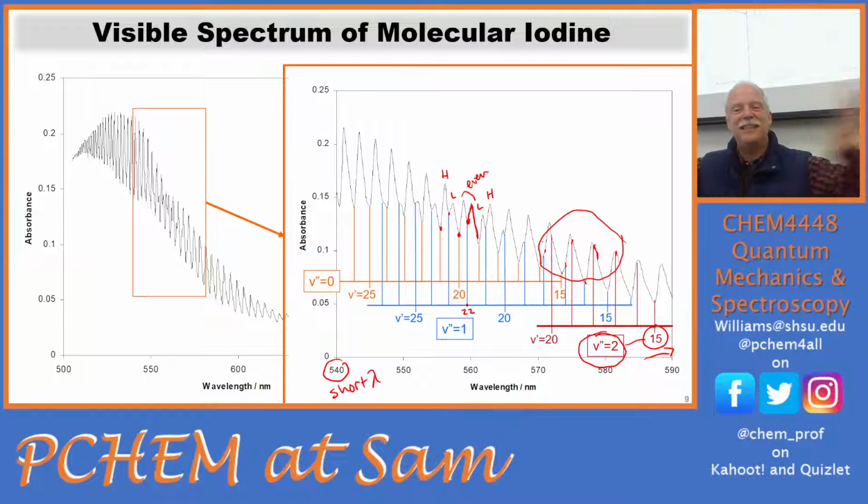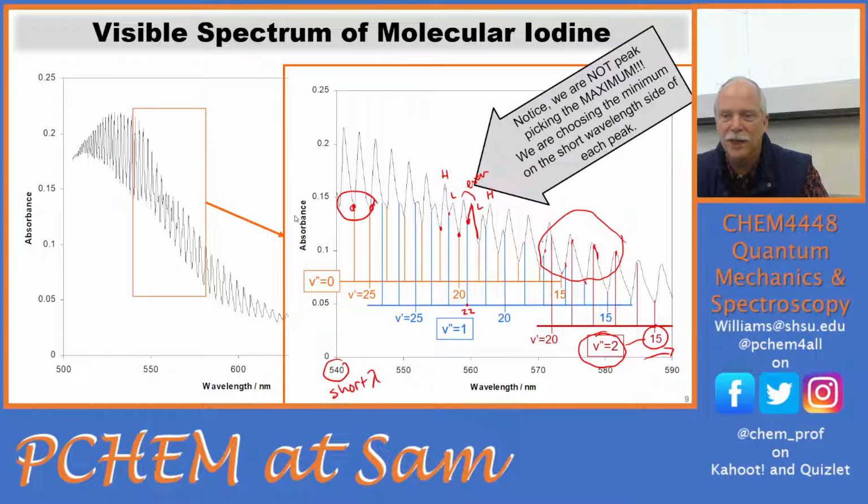Now, once you get to the wings, then you can pick the minima instead of the maxima. Then you can find those easily with conditional formatting. If I were to conditionally format this area here, I would pick the red spot instead of the green spot. If your green is low and red is high, I would pick that minimum in that region, and that would get the right one. So just this middle overlap region is the really difficult spot. Going left and right is much easier. Again, notice we're not picking the peak maximum. We're choosing the minimum on the short wavelength side of each peak.